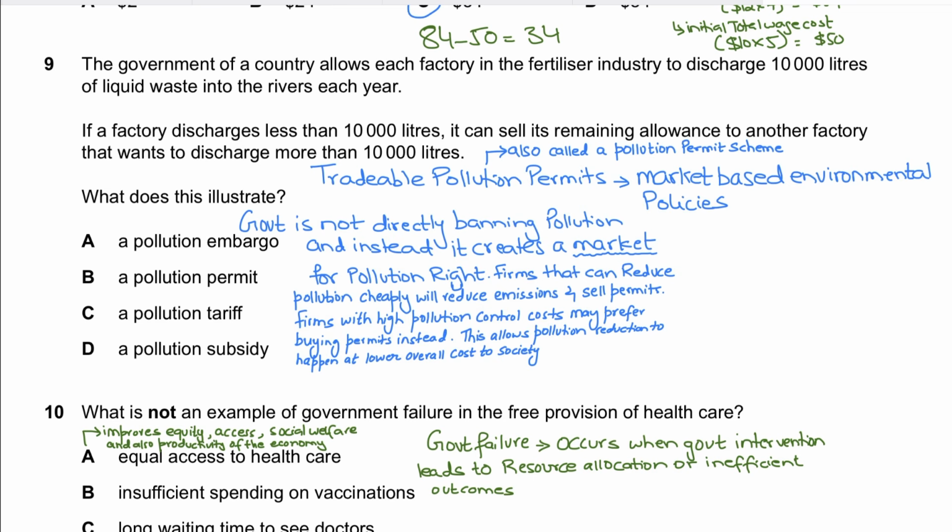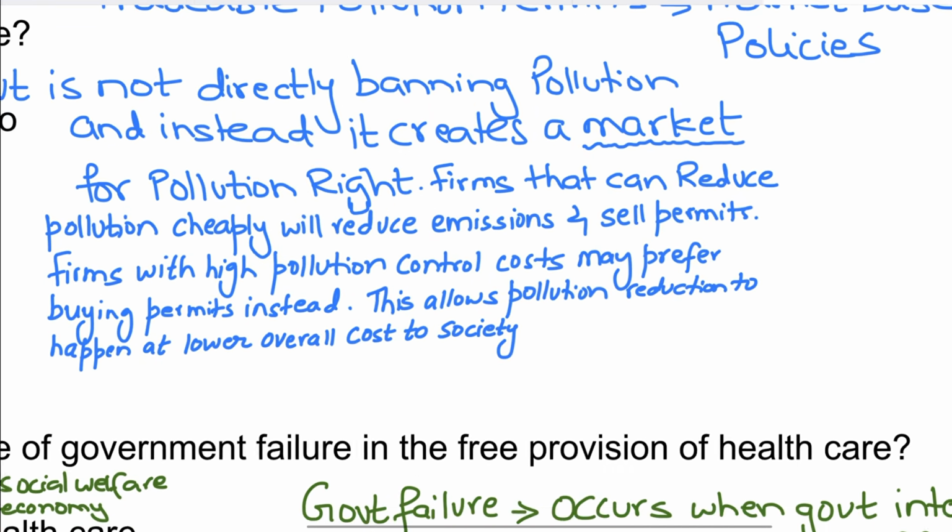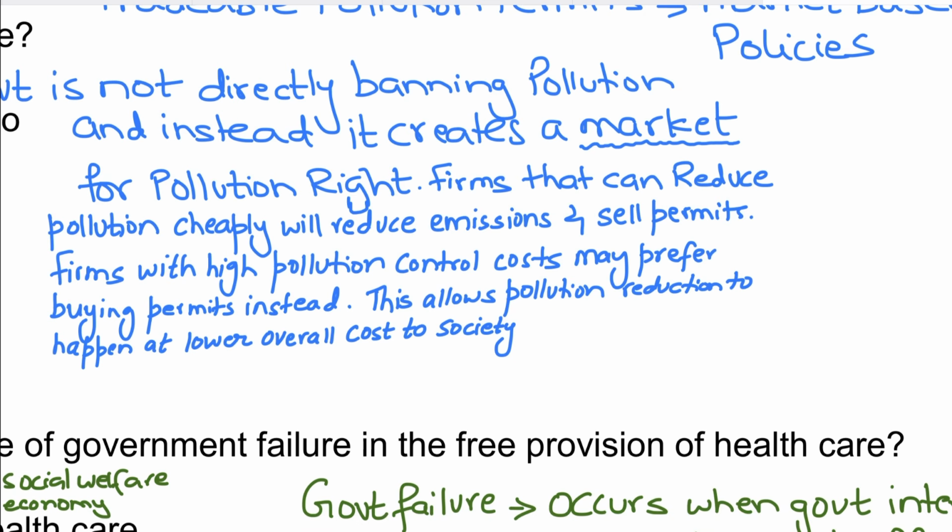So firms, you can sell it to someone who has already discharged 10,000 and cannot reduce the limit to 10,000 efficiently. I mean, for him, it's very expensive to reduce that limit. So maybe he was initially discharging, let's say, 11,000. But now he can't really bring it down to 10,000. So he'll buy the extra 1,000 from you, right? So basically, those firms that can reduce the pollution cheaply will reduce their emissions and sell those permits.